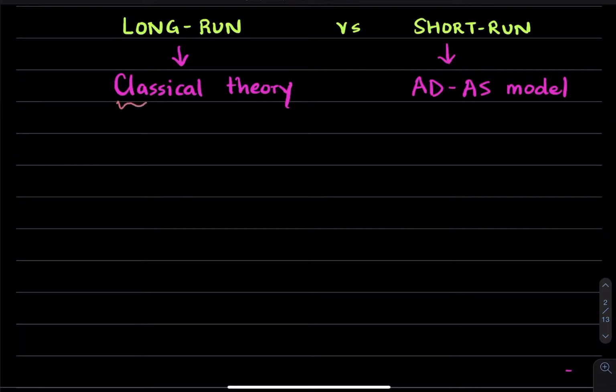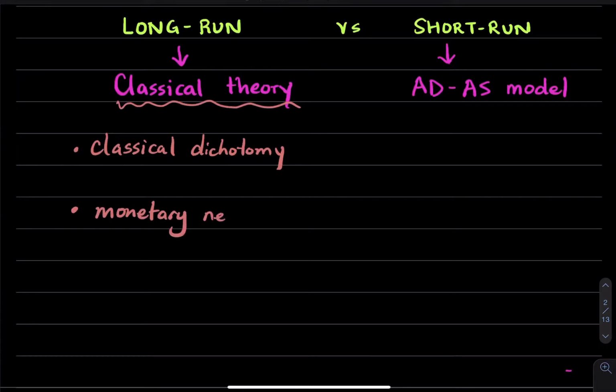So, if you recall, we had talked about previously terms like classical dichotomy, which referred to the theoretical separation of nominal and real variables, and also the term monetary neutrality, that referred to the fact that money is neutral in the long run, that money does not affect real variables in the long run. Okay, but what we know is that money does affect real variables in the short run.